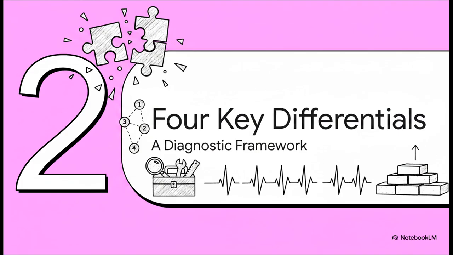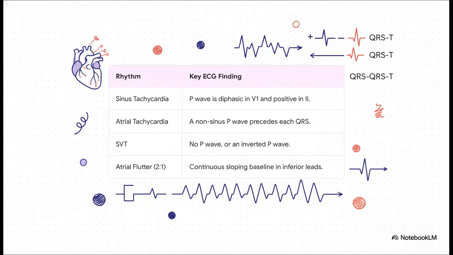Okay, to really tackle this, we first need to build our diagnostic toolkit. We're going to define the key, high-yield ECG criteria for each of those four main possibilities. Think of this framework as the foundation for everything else we're going to analyze. This table really boils it all down into specific, actionable criteria.